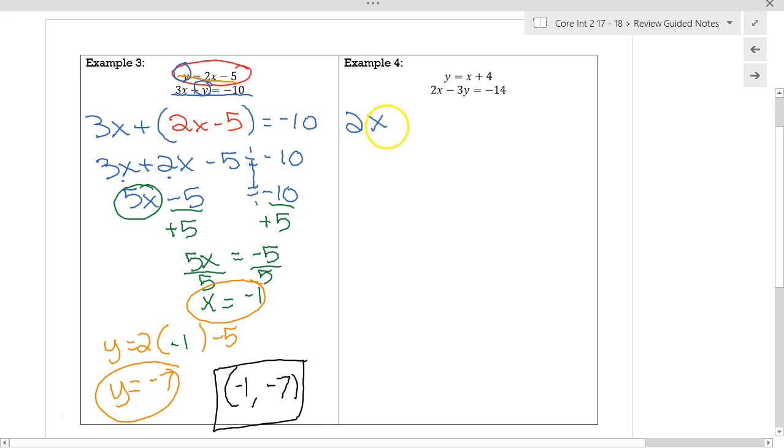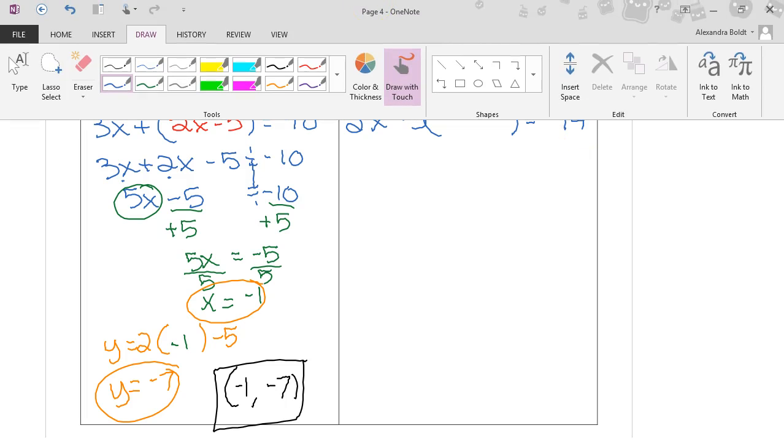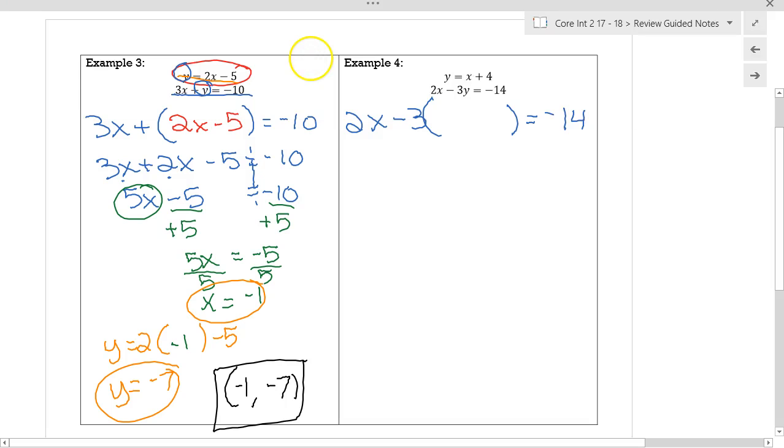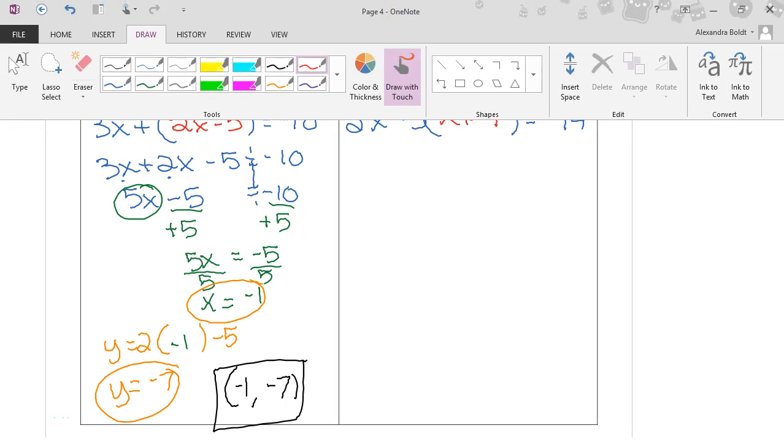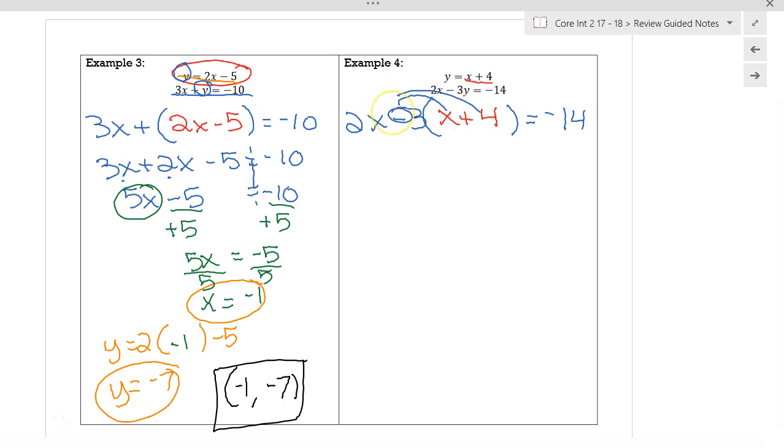I have 2x minus 3. That y is just the blank equals negative 14. I am plugging in this x plus 4. So the first thing I have to do is distribute this -3. Make sure you're distributing it with that minus sign. It's not just distributing a 3, it's distributing a -3. So I have 2x minus 3x. -3 times 4 is -12 equals -14.